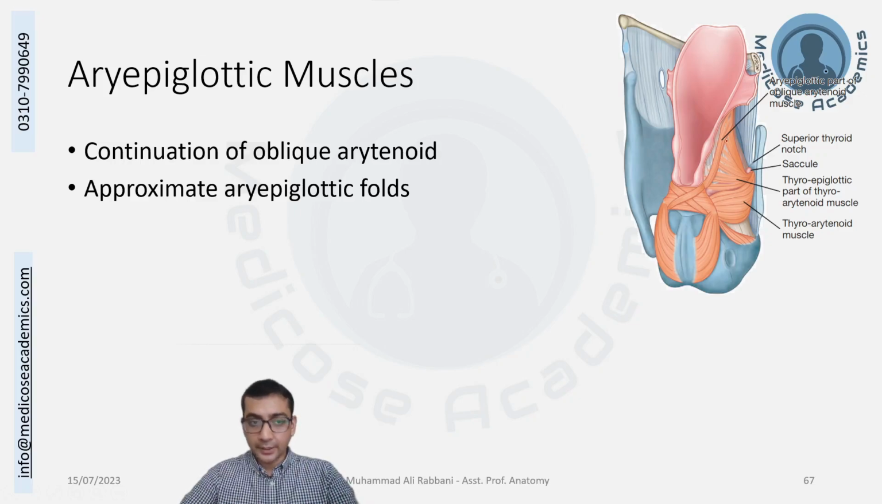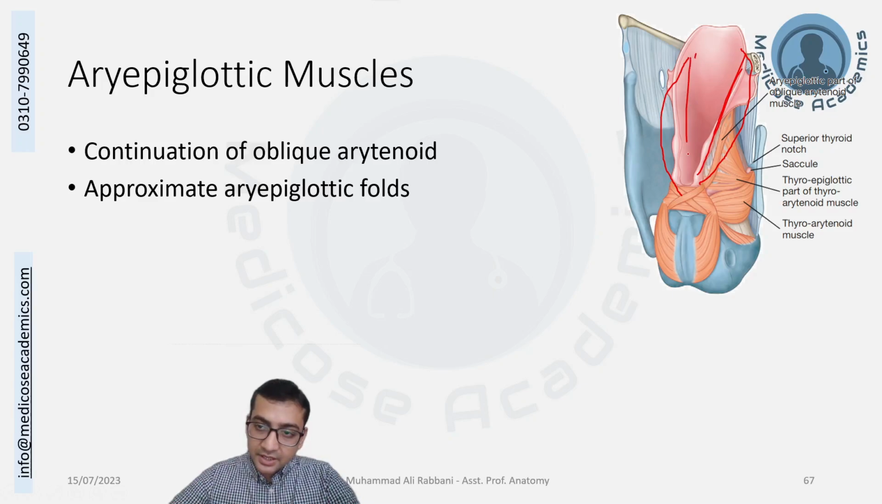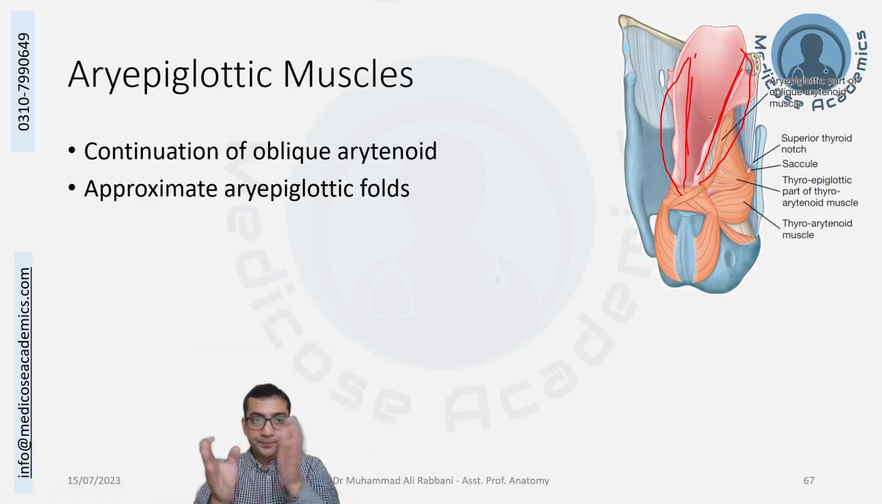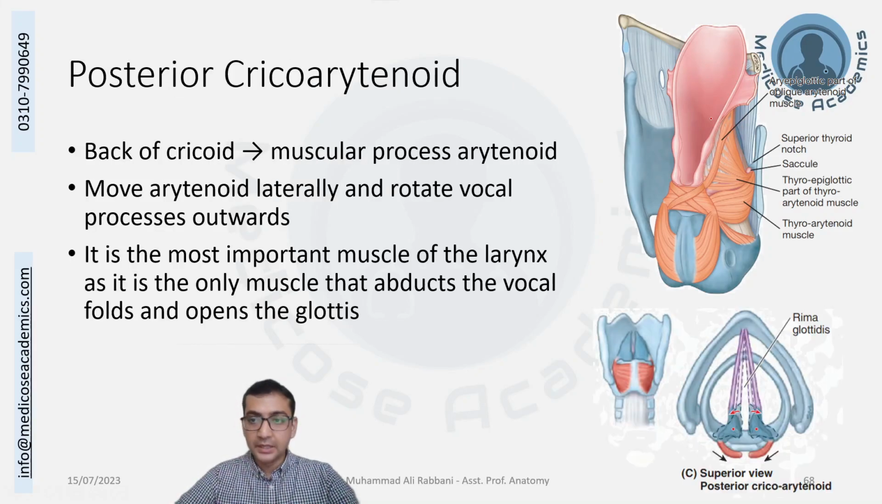continuation of the oblique arytenoid, and as you can see, it goes through the aryepiglottic fold. When it contracts, it will become straightened. So in short, it helps in narrowing the laryngeal inlet. It approximates the aryepiglottic folds. We have talked about the posterior.